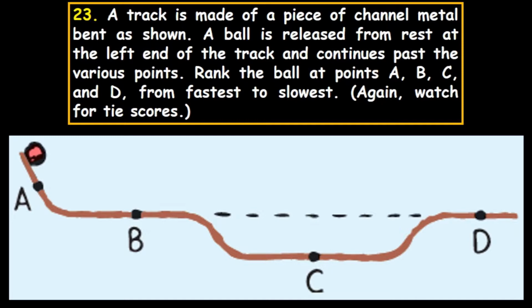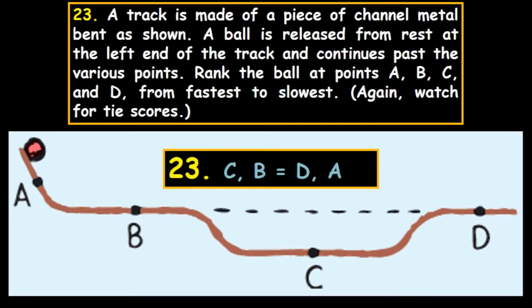A track is made of a piece of channel metal bent as shown. A ball is released from rest at the left end of the track and continues past the various points. Rank the balls at points A, B, C, and D from fastest to slowest. Again, watch for tie scores. Okay, C, B equals D, and then A. Good, excellent. Remember to rewind if you have any questions about these.